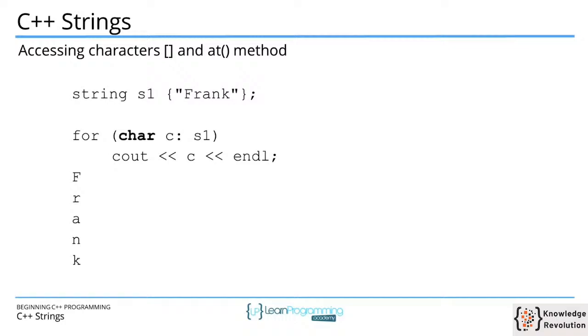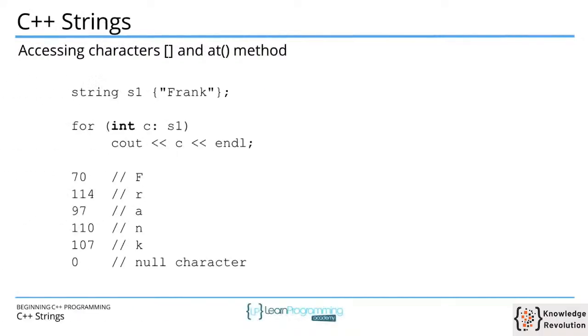Notice that the type of the loop variable is char in this case. What do you think will happen if we change that to integer? In this case, I've changed it to integer. Is this what you expected? We told the compiler to use an integer, and that's exactly what it's doing.